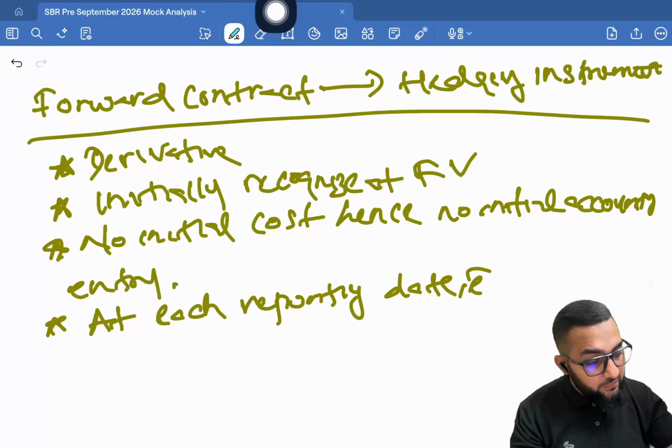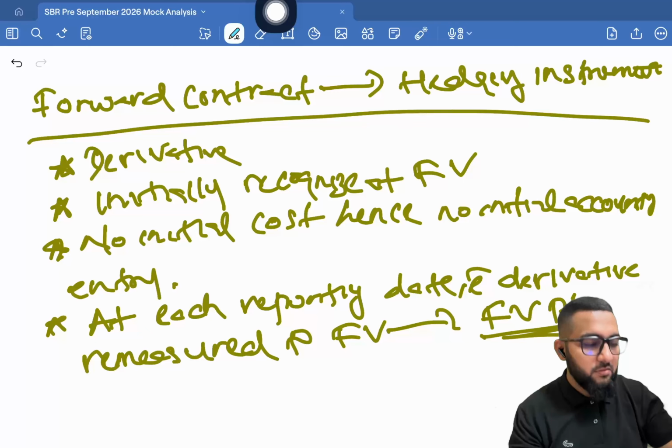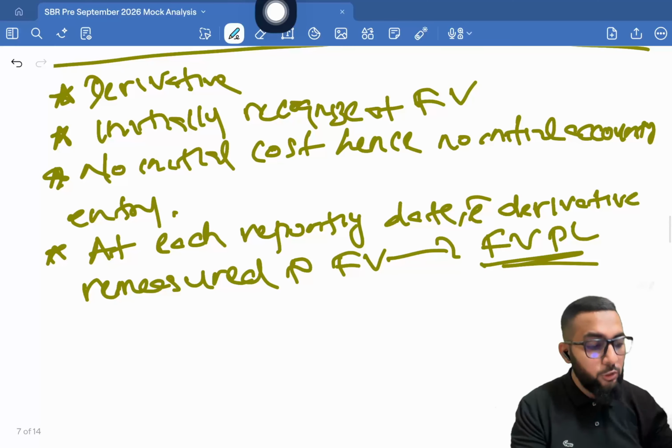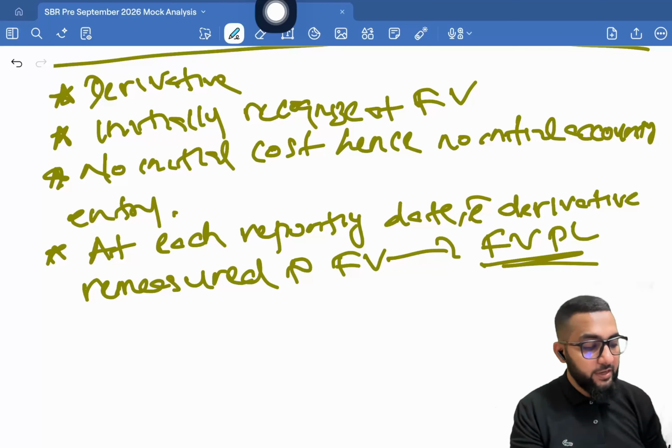Why? Derivatives are usually held at fair value, right? Fair value through profit or loss, or fair value through other comprehensive income, but mostly fair value through profit or loss, since there are certain restrictions on fair value through OCI. At each reporting date, the derivative is remeasured to fair value.